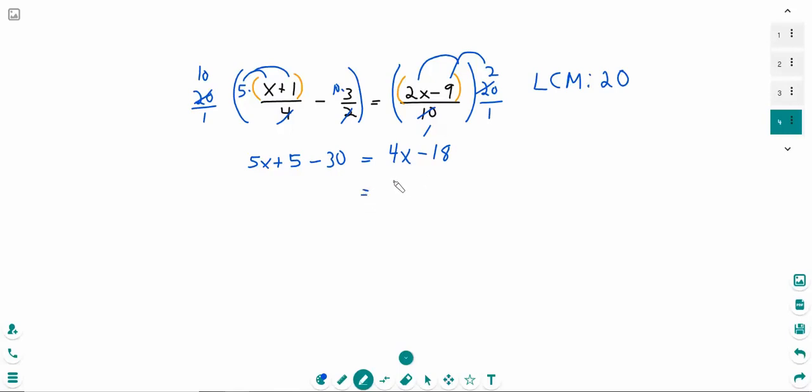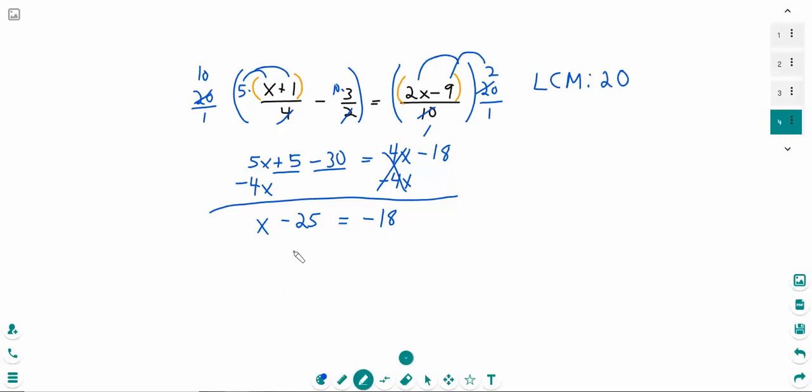So we will subtract the 4x from both sides here. And we can also combine some like terms here. We've got a plus 5 and a negative 30. So we're kind of doing a couple steps here at once. Here we'll have a 5x and a negative 4x is going to give me just an x. Positive 5 and negative 30 is a negative 25. Equals. These would eliminate, and we're left with negative 18.